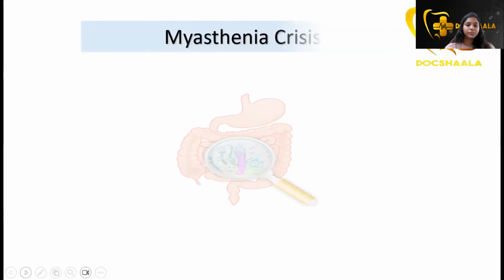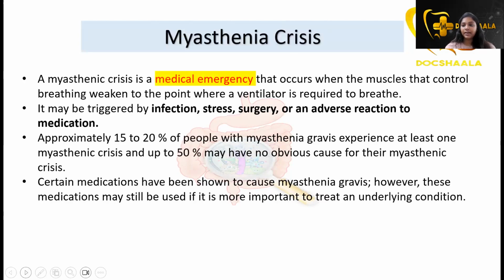Then, what is a myasthenic crisis? The myasthenic crisis is a medical emergency. It occurs when the muscles that control breathing weaken, to the point where the patient needs a ventilator to breathe. Then that is called myasthenic crisis.